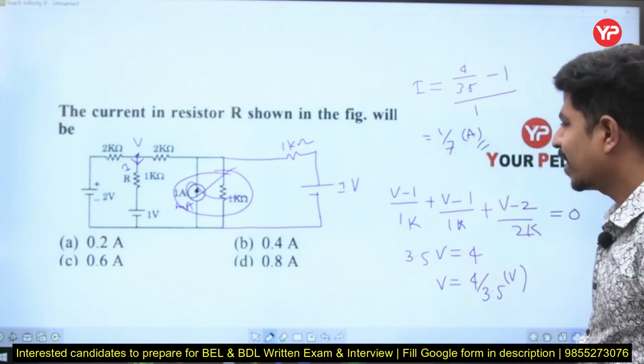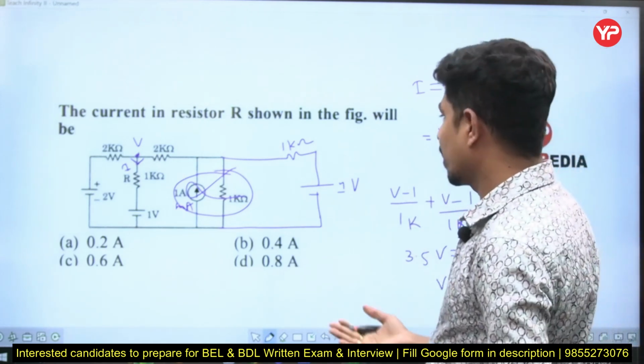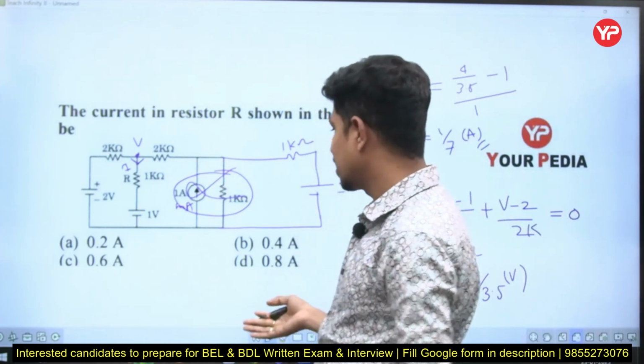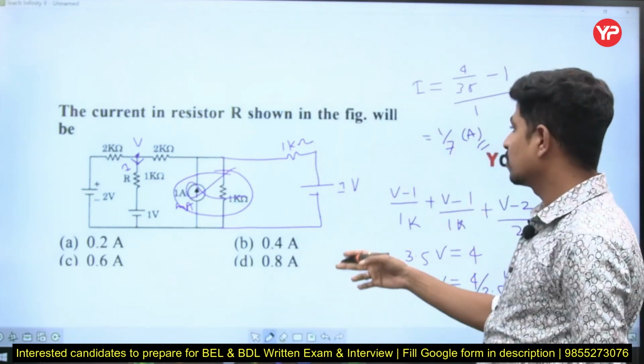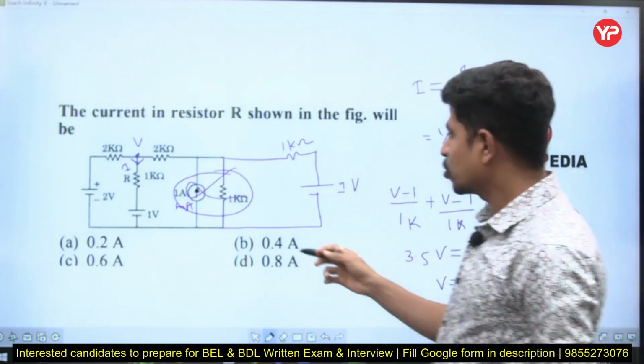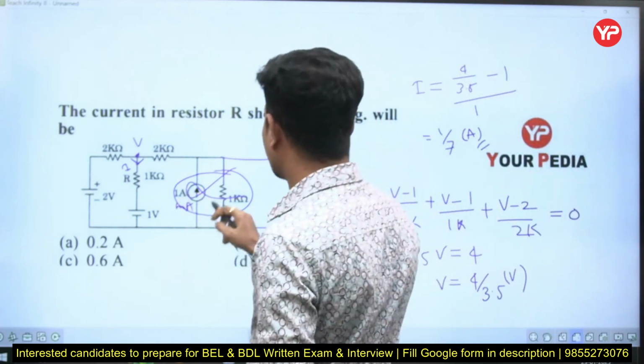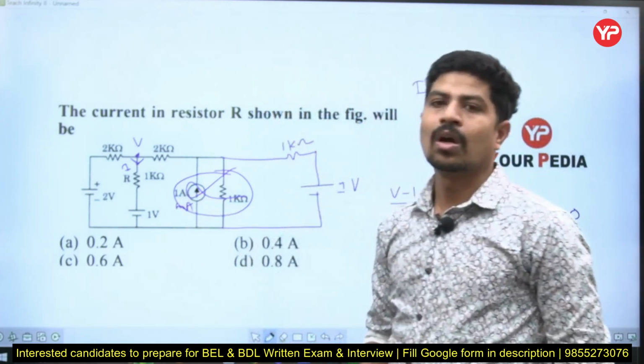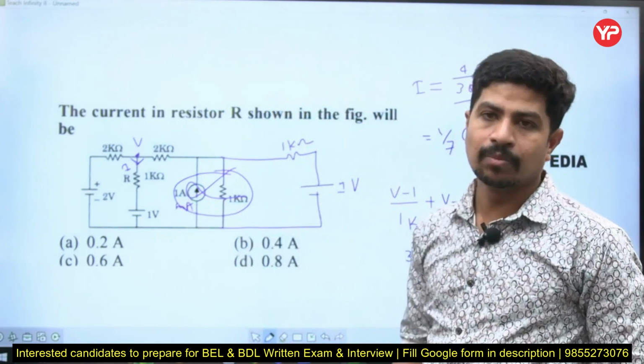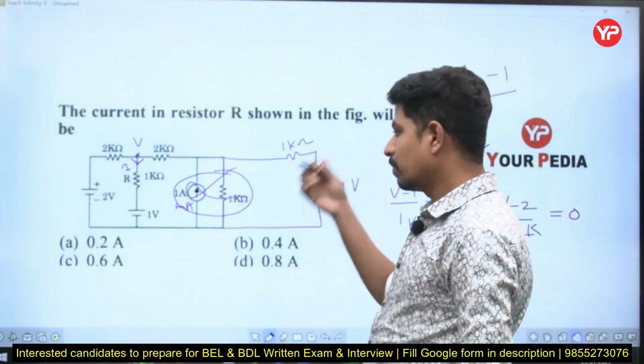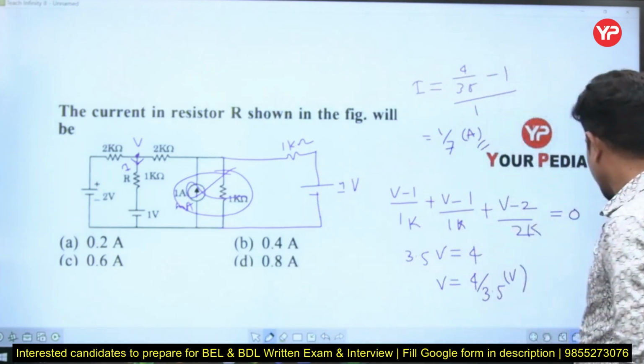Okay. Check it. I hope there is no calculation mistake. The question framing mistake is there. That's why our answer is not matching with the options. This should not be 1 ampere. If it is 1 ampere, according to source transformation theorem, voltage will be 1000 volts. That will be a very big number. Okay. So check it once, please.